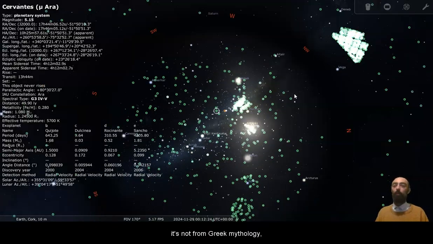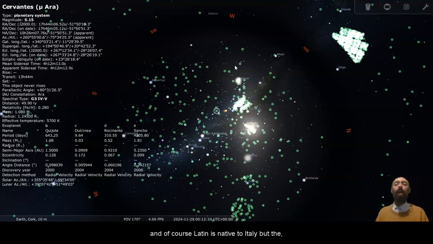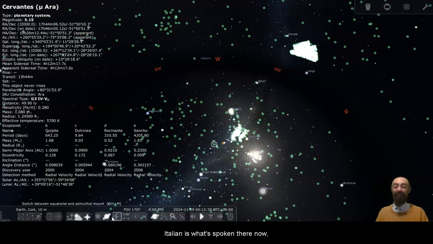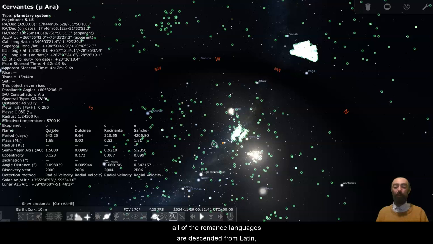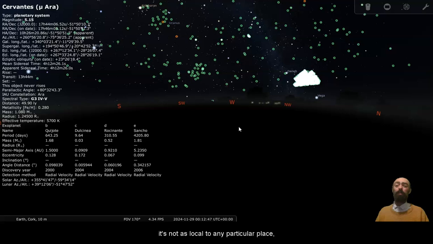Like this one is, but of course it's not from Greek mythology, it's from Spanish literature, so it is significantly more modern and more local to Spain, whereas Thestius, that's Latin. And of course Latin is native to Italy, but Italian is what's spoken there now. All of the Romance languages are descended from Latin. It's not as local to any particular place.